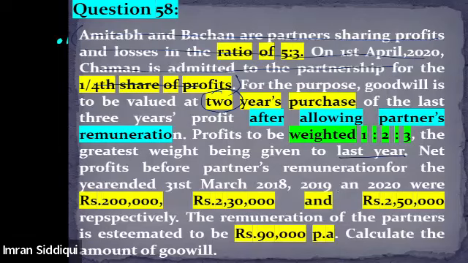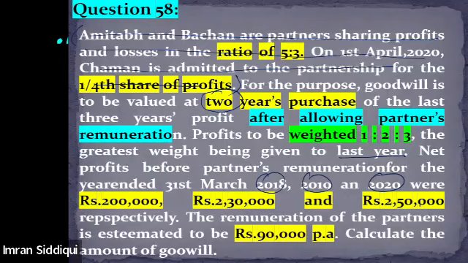Okay, so this question might seem lengthy and you might think it is a difficult question, but this is very, very easy. The question basically requires us to find out the value of the goodwill on the basis of the weighted average profit method. And for that purpose, the question is giving us the profit of the years 2018, 19 and 20. 3 years profit is given, which is 2 lakh, 2 lakh 30,000, 2 lakh 50,000.